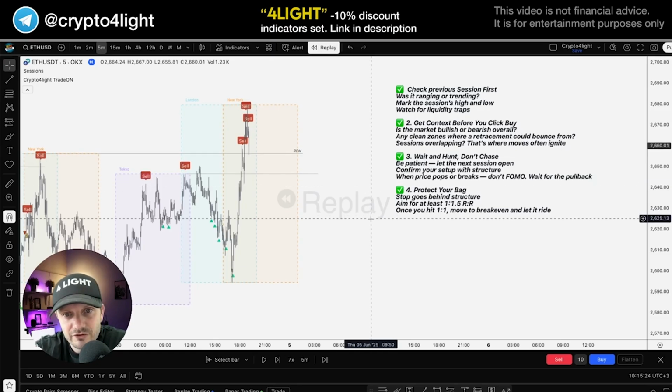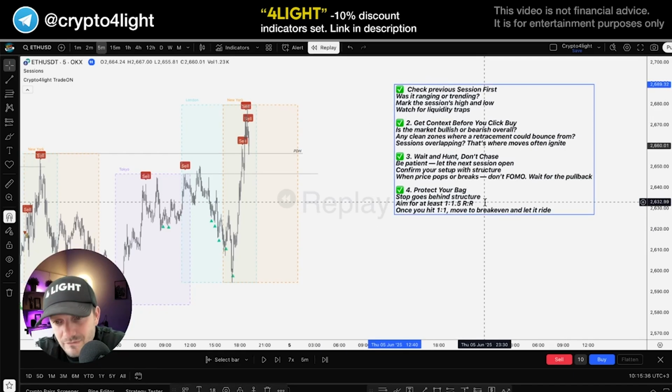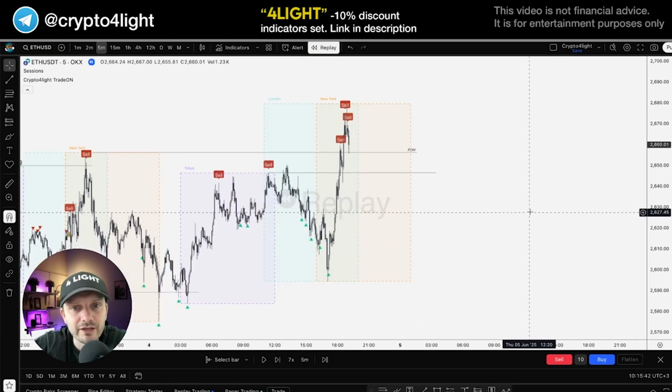Stop goes behind the structure, aim for at least a 1-to-1 or 1 to 1.5 risk ratio. Once you hit 1:1, move to break even and let it ride. And of course, it's up to you. It depends on the leverage, depends on the initial size of the deposit, right? So this is like a small tip, right?